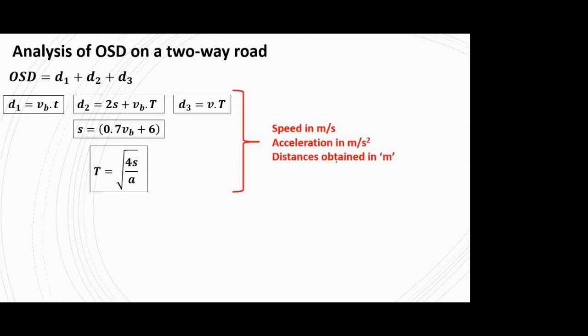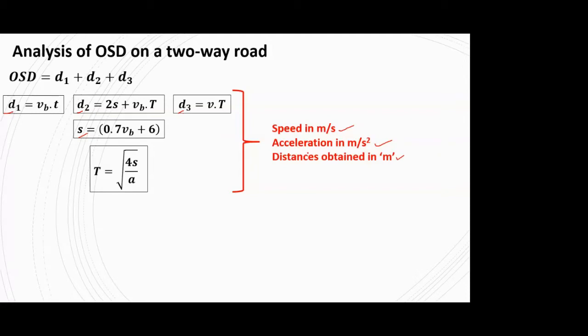Now, if you see the dimensions for the quantities in these formulas, speed is in meter per second in all of them, acceleration is in meter per second square, and whatever distances we get, as in D1, D2, D3 and the S value, those are obtained in meters. But for numerical purposes, most of the numericals have values given in kmph.